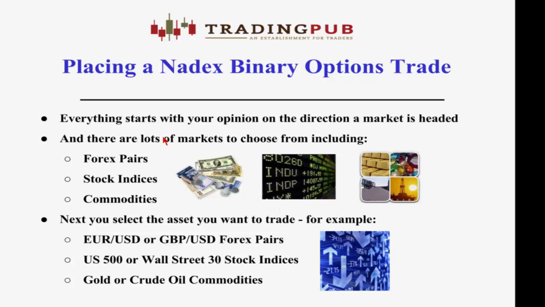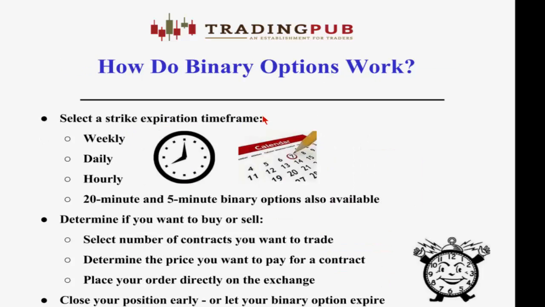Okay, so how to place a binary options trade. Everything starts with your opinion on the direction the market is headed. And you have several markets you can choose from. You can choose from popular Forex pairs, stock indices, and then what you want to do is select the asset you want to trade and select the expiration that you want. And that's really a function of your trading style. Nadex offers weekly expirations that close at the close of business on Friday. They have daily expirations, which are close of business each day. You have expirations on an hourly basis. They even have 20-minute and 5-minute binary options.